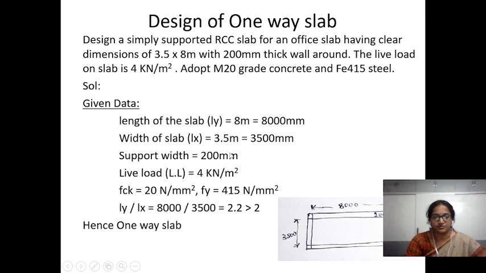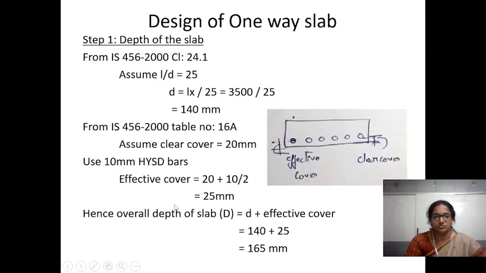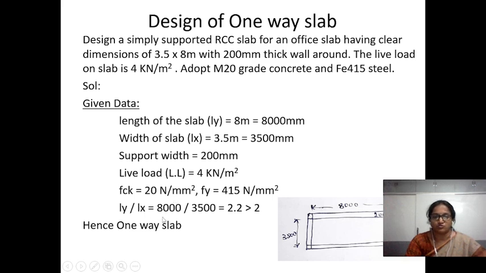With the given data, I have written the length of the slab Ly equal to 8 meters, which is 8000 mm, and the width of the slab in the other direction Lx as 3.5 meters, which is 3500 mm, and the support at all four edges is 200 mm thick. Because it is M20 grade concrete, fck is equal to 20 Newton per mm square, and for Fe415 steel, the fy value is equal to 415 Newton per mm square. Now, how do we decide whether the slab is one way or two way?